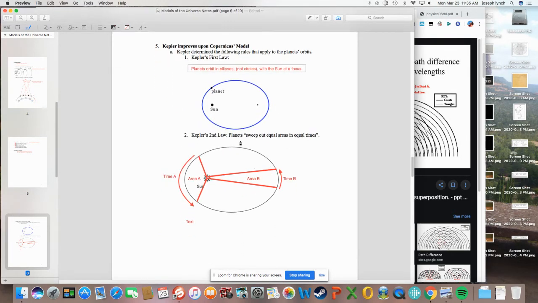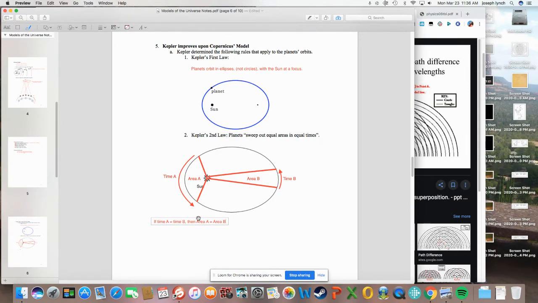His second law, when you read the words, it may not make a whole lot of sense. It says the planets sweep out equal areas in equal time. So if I think of a planet going around like this, and I time it across A here, it covers this much area in a certain amount of time. And then in B, in time B, it covers area B. And if time A equals time B, then area A equals area B. The times are equal, the areas are equal.